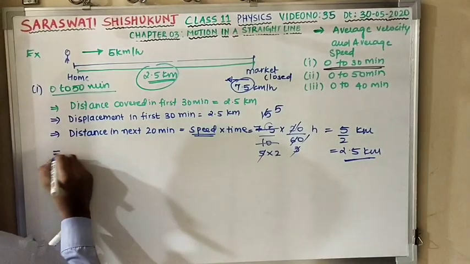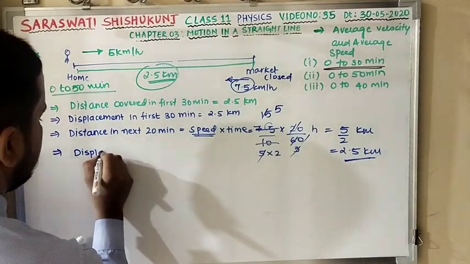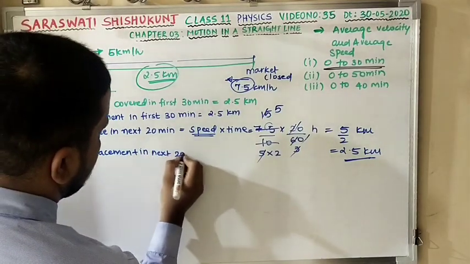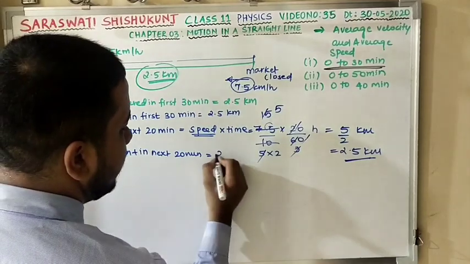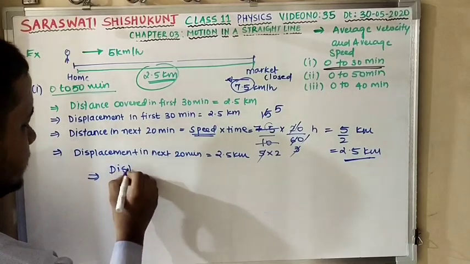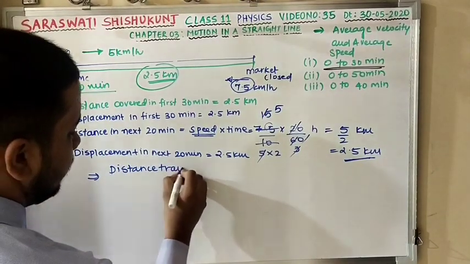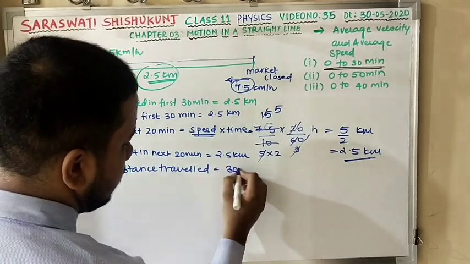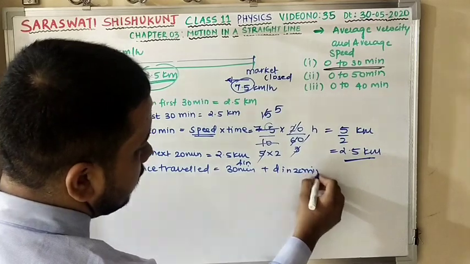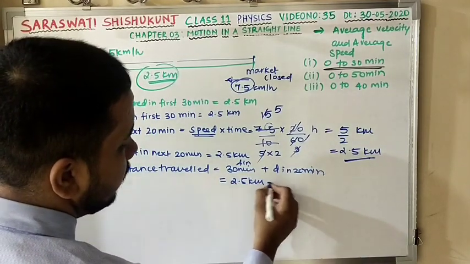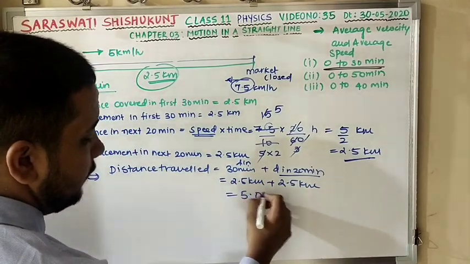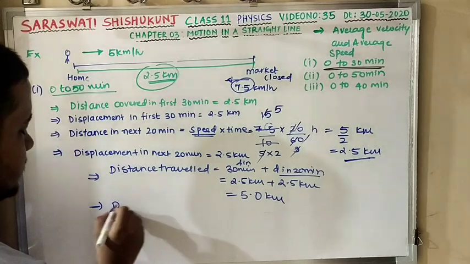Okay. Now I want to calculate the displacement in the next 20 minutes. Displacement in the next 20 minutes is again what? 2.5 kilometers. Yes or no? So I can get my total distance, that is the distance traveled, equal to the distance in the first 30 minutes plus the distance in 20 minutes. 30 minutes is 2.5 kilometers, 20 minutes is 2.5 kilometers. Yes or no? So my answer is how much? 5 kilometers.